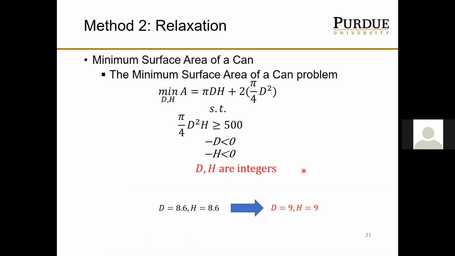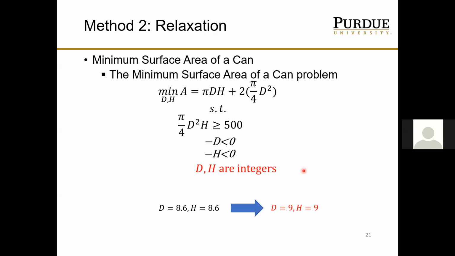Either way, I would say just round up, right? So for D, that would be 8.6. How about, we know D should be an integer, let's just put 9 for it, right? And H just another 9. Then problem solved, right? So this is the meaning of relaxation.